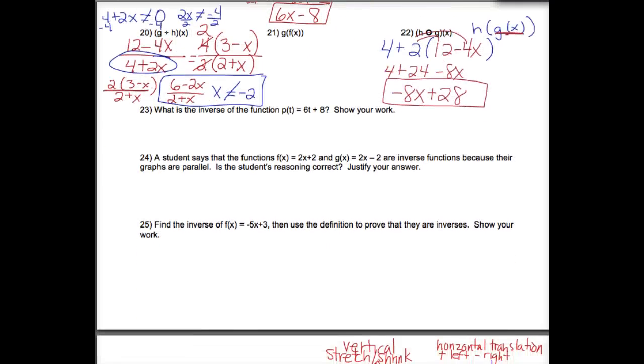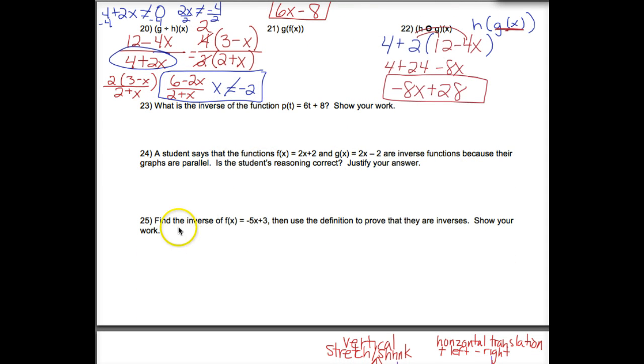All right. So I'm going to do 25 because that covers pretty much the ideas in 23 and 24 as well. Find the inverse, then use the definition to prove that they are inverses. For finding the inverse, remember our steps: first, replace the f of x function notation with equation notation. Then we switch the x with the y. So x equals negative 5y plus 3. And then we just solve for y.